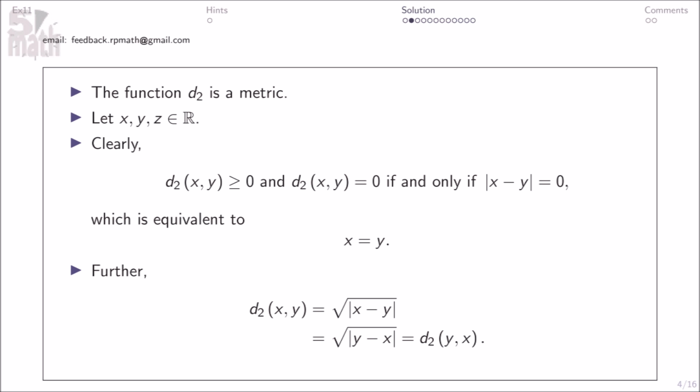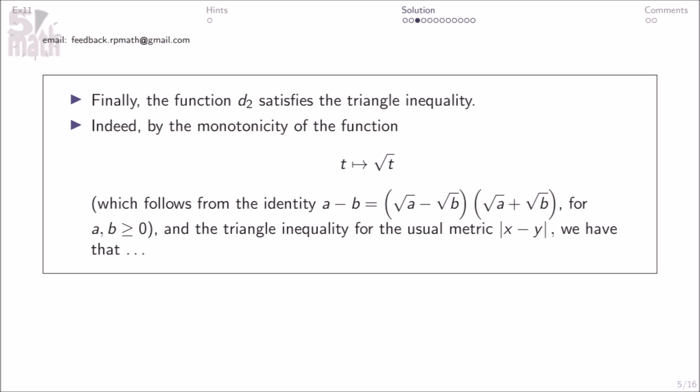Let x, y, z be elements of R. Clearly, this and that, if and only if this, which is equivalent to x equals y. Further, D2 of xy equals this. Finally, the function D2 satisfies the triangle inequality.